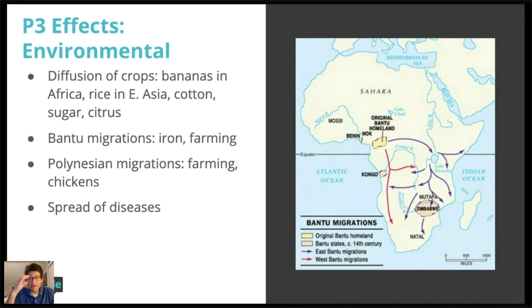And then another environmental effect, remember when goods are traded, food can be traded, but another biological thing that's traded, disease. So disease spreads in this time period. The most significant spread of disease in this time period is from Asia to Europe along the Silk Roads, and that is the bubonic plague, the Black Death, right? So these are some of those environmental effects of trade.